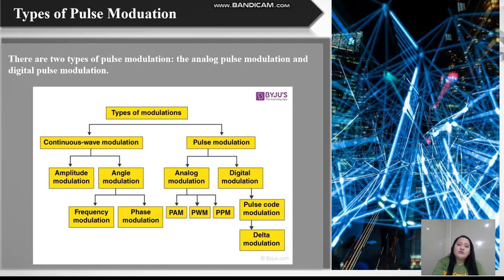So, there are two types of modulation, the continuous wave and the pulse modulation. But since today our topic is all about pulse modulation, so let's talk about the other side of these types of modulation. So pulse modulation has two types: the analog pulse modulation and digital modulation. In analog modulation, you can see here is the PAM, PWM, and PPM. While in digital modulation, you can see the pulse code modulation and adaptive delta modulation.